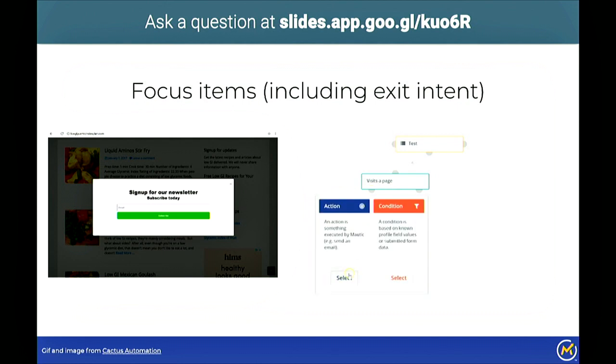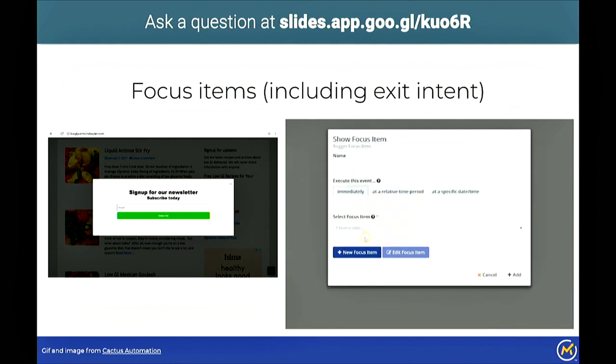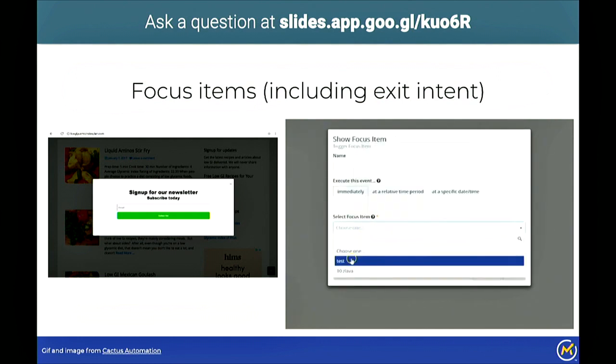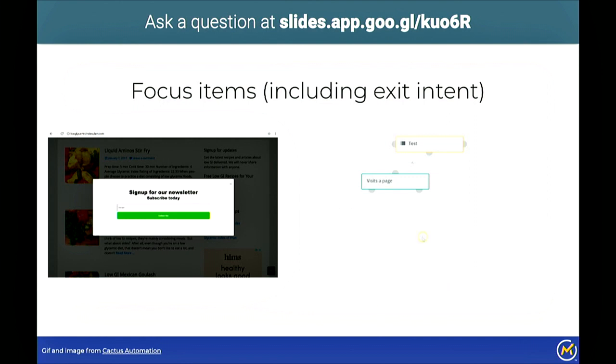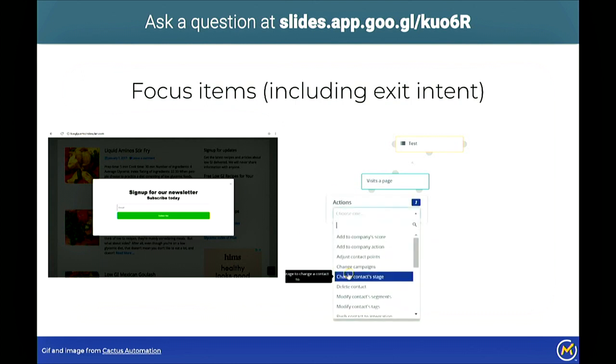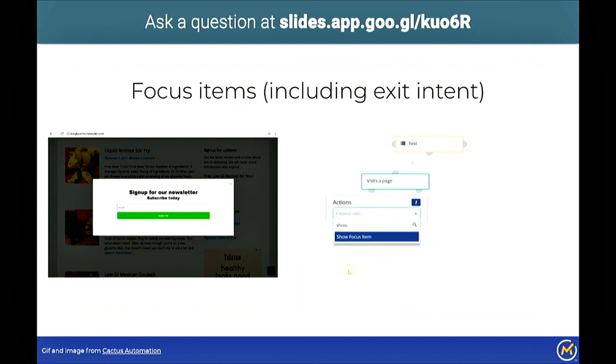So you can say, if they're based in the UK and they land on this page, then show this focus item. This is giving you a quick example of a focus item in a campaign builder on this little GIF. It's not very clear, unfortunately, because of the contrast of the screen, but it's a simple drag and drop interface.